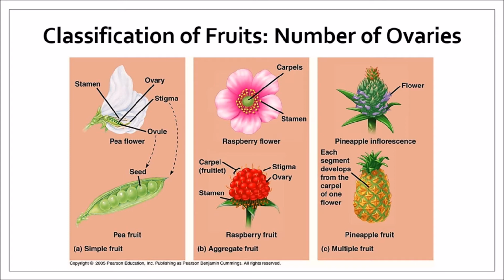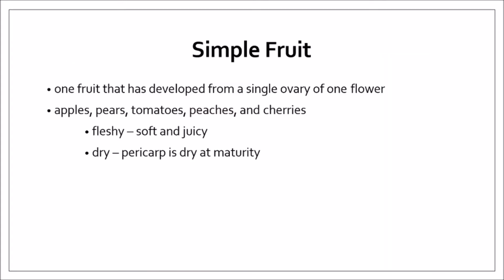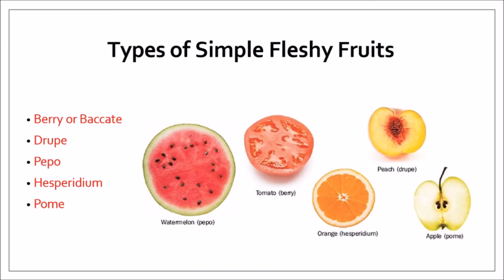Composition, or number of flowers involved in their formation. A simple fruit is a fruit that develops from one ovary of a single flower. It could either be fleshy if it's soft and juicy, or dry if its pericarp is dry at maturity. Examples are apples, pears, tomatoes, peaches, and cherries.